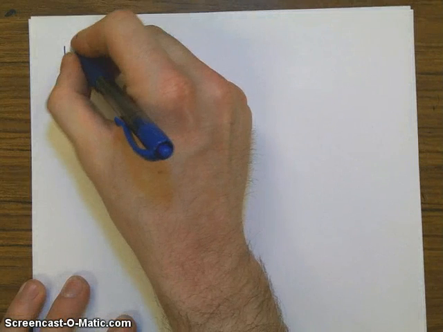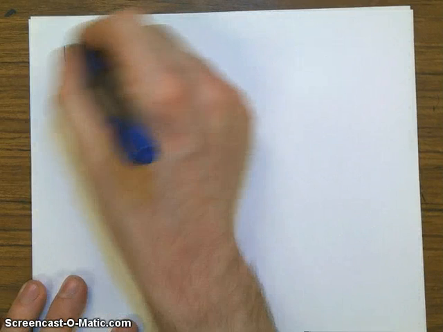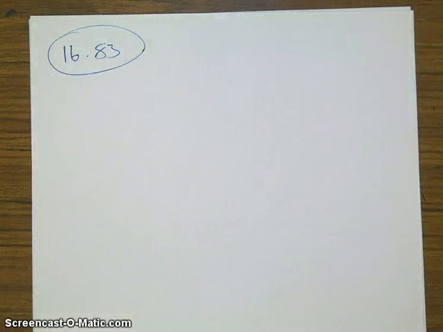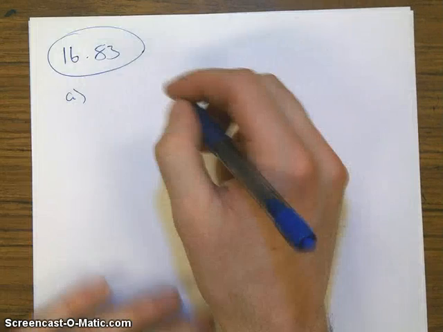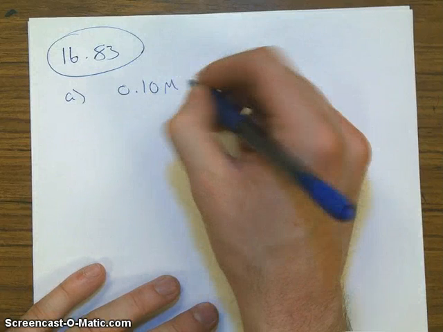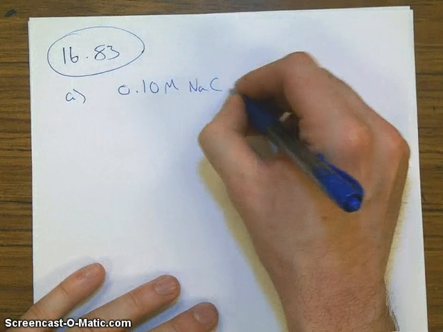I'm going to be doing problem number 83 from chapter 16. Problem number 83 is having you use data from Appendix D to calculate a hydroxide ion concentration and pH for each of the following solutions. I'm going to be doing A with you. On A, we're given a concentration of 0.10 molarity of sodium cyanide.